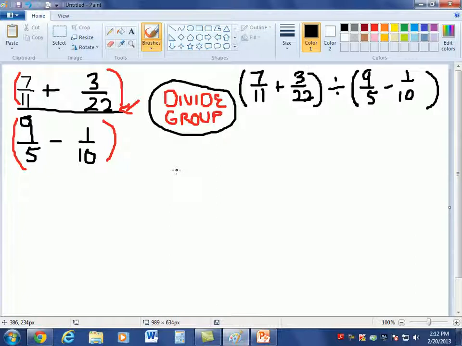Now, what do parentheses always tell us to do? Do the operation inside the parentheses first. So we're going to do this plus, and this minus, before we do the dividing. So now, in terms of doing that plus, what do we have to do in order to add 7/11 and 3/22? Same denominator. And so how would we get a common denominator? Multiply the 7/11 by what?